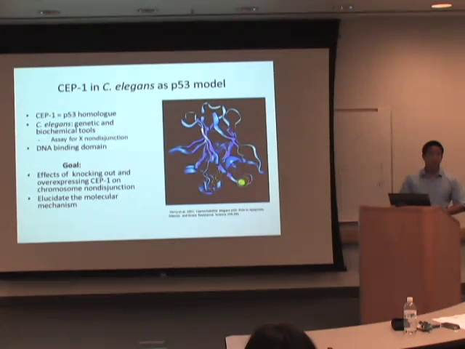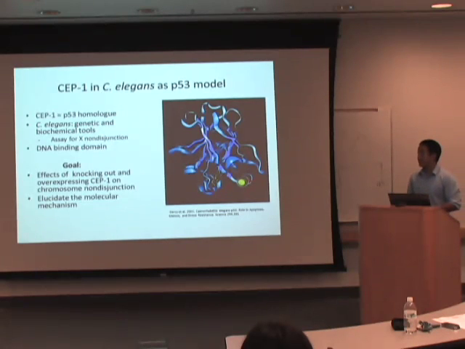So specifically, I'm going to be studying the CEP1 tumor suppressor in C. elegans as a P53 model. CEP1 and P53 are homologs, meaning that these 2 tumor suppressors actually evolved from the same parent protein. And we use C. elegans because it provides us a plethora of genetic and biochemical tools. But most importantly, it's easy to assay for X chromosome non-disjunction.